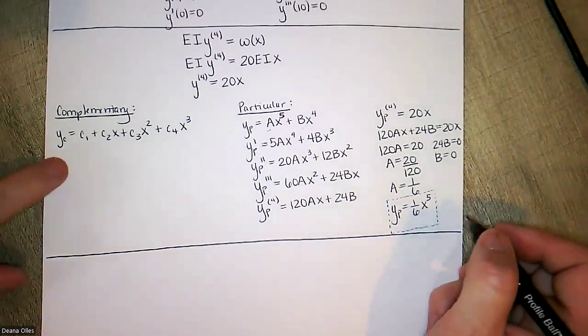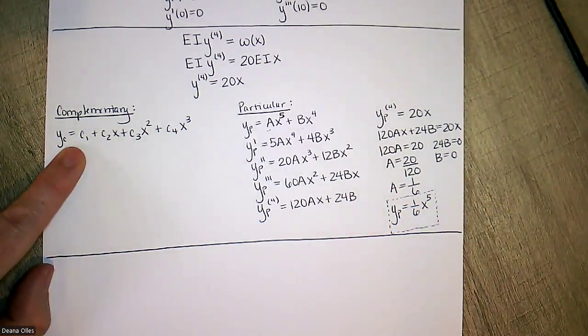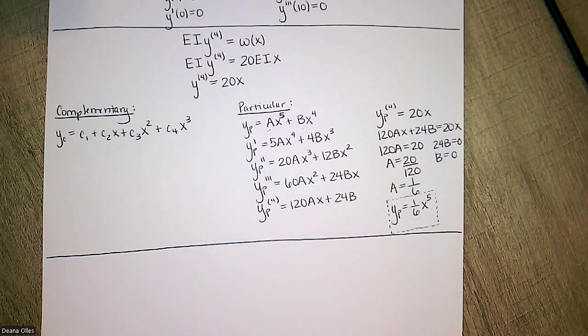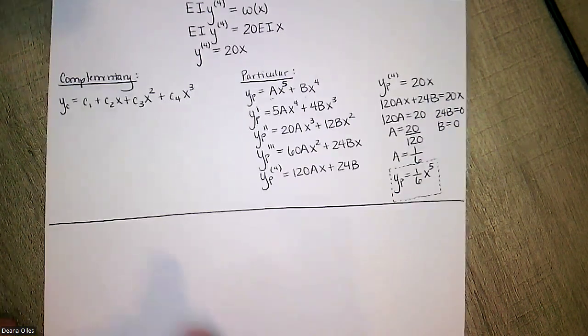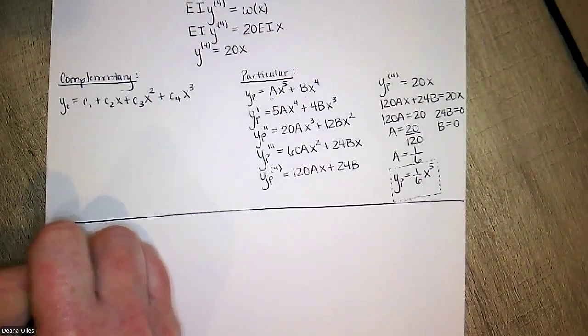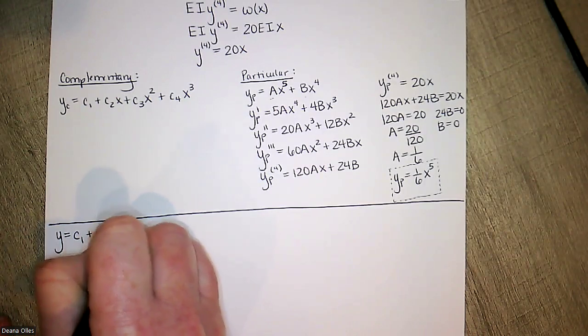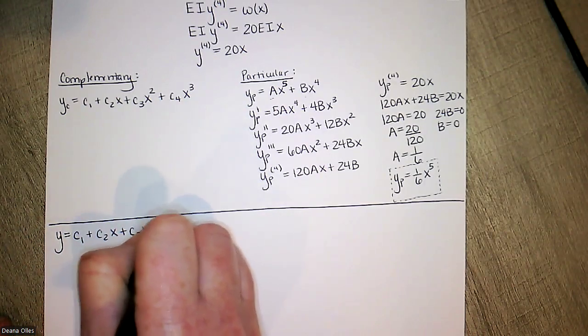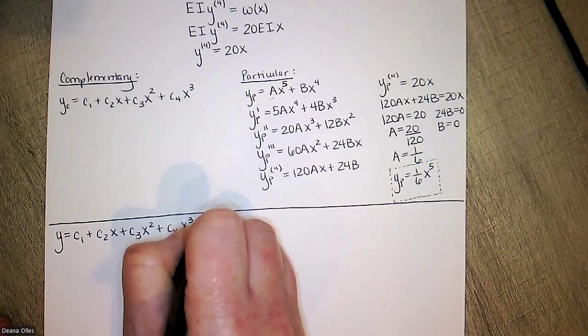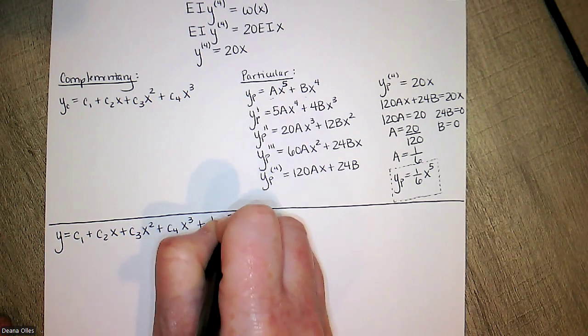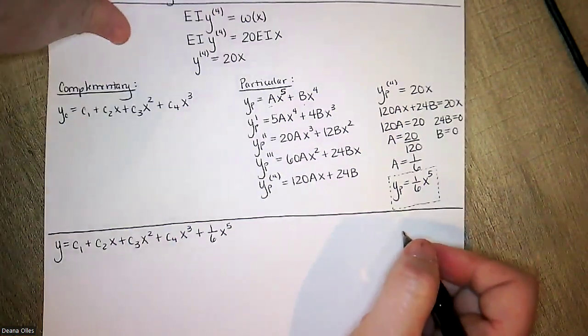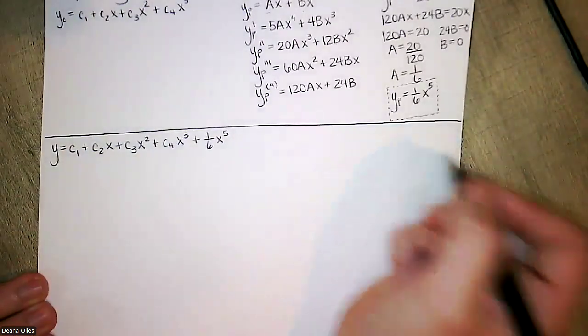So you've got your complementary part, and you saved a lot of time by just knowing this is always going to be the case for the complementary part of your beam deflection problem. And now you found your particular part, which you are going to have to worry about linear independence. Now we're going to put them all together. So we have y equals C1 plus C2x plus C3x squared plus C4x cubed plus 1/6 x to the fifth. Now, I don't think this one works out super nicely with the numbers.